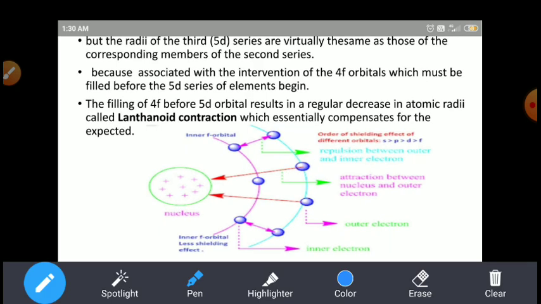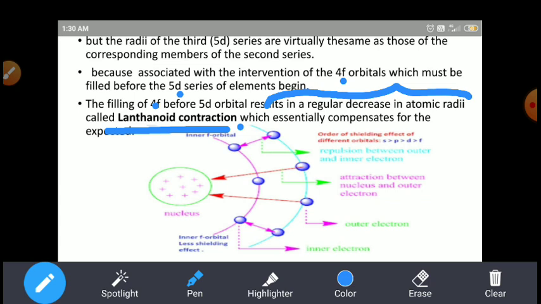Here the 5d series and the 4d series structure. The 4f orbital must be filled before the 5d series elements, and already I told you the 4f orbitals are more diffuse in form and experience more nuclear charge than the other orbitals. So the atomic radii regularly decrease. So that's why it is called lanthanide contraction.